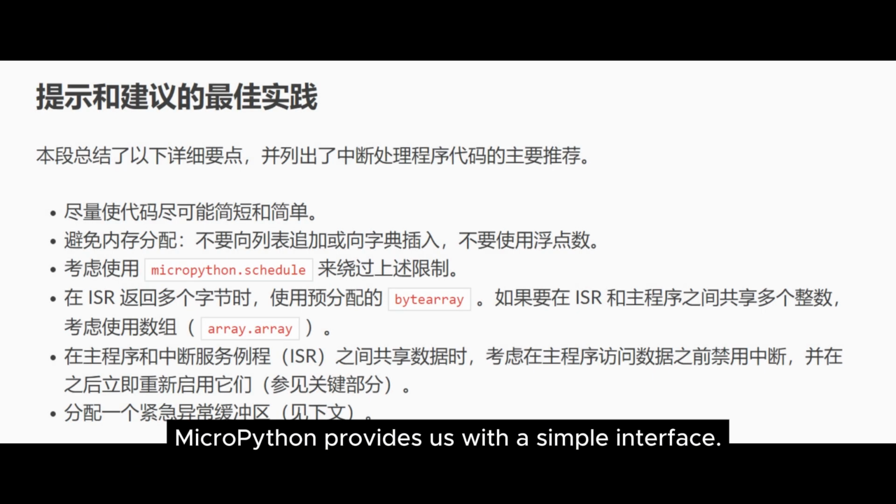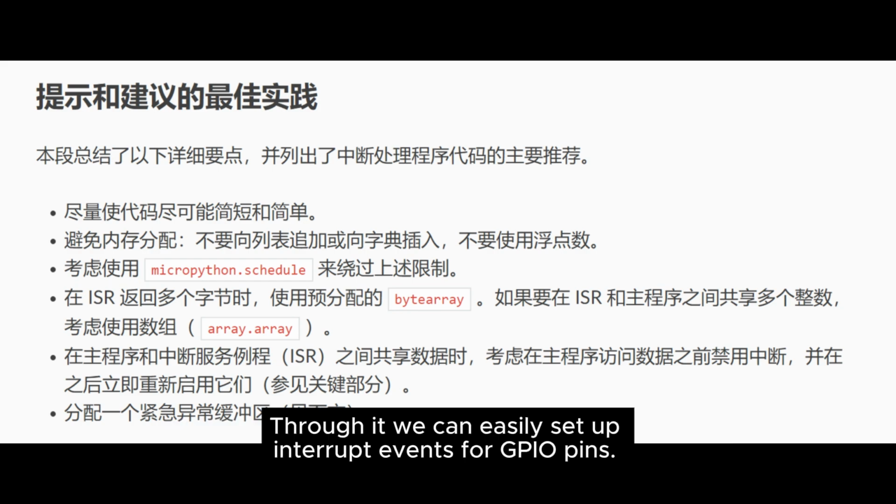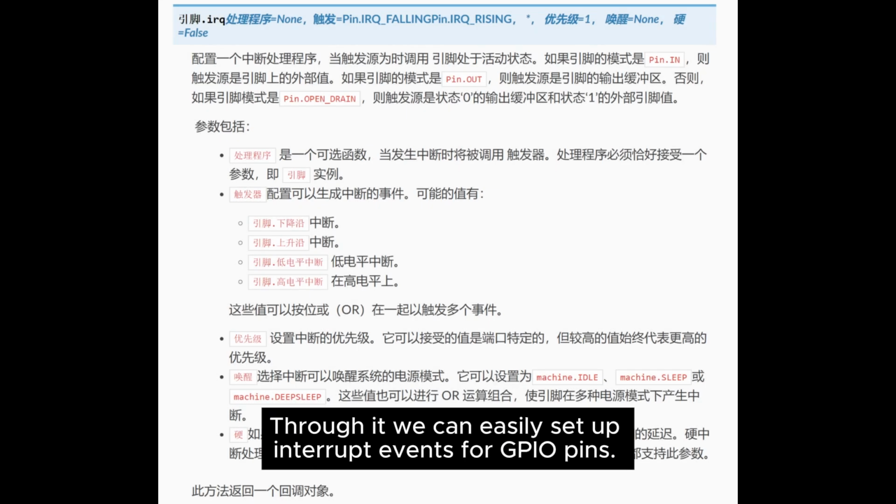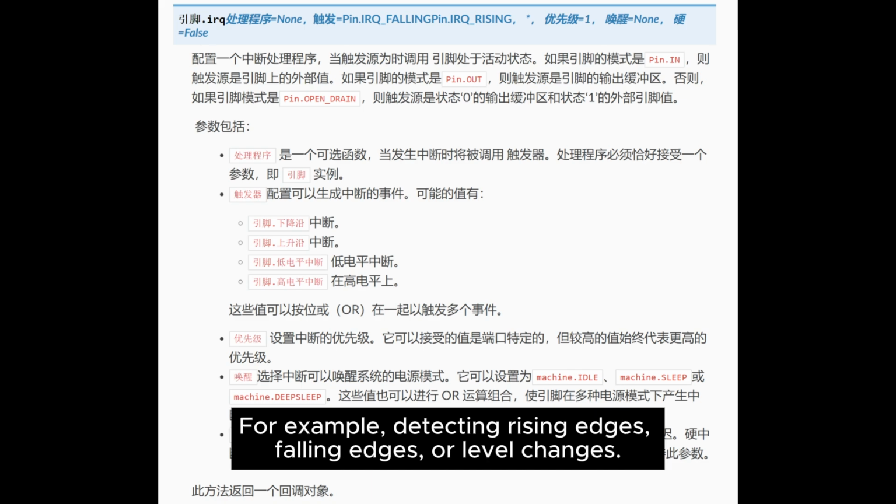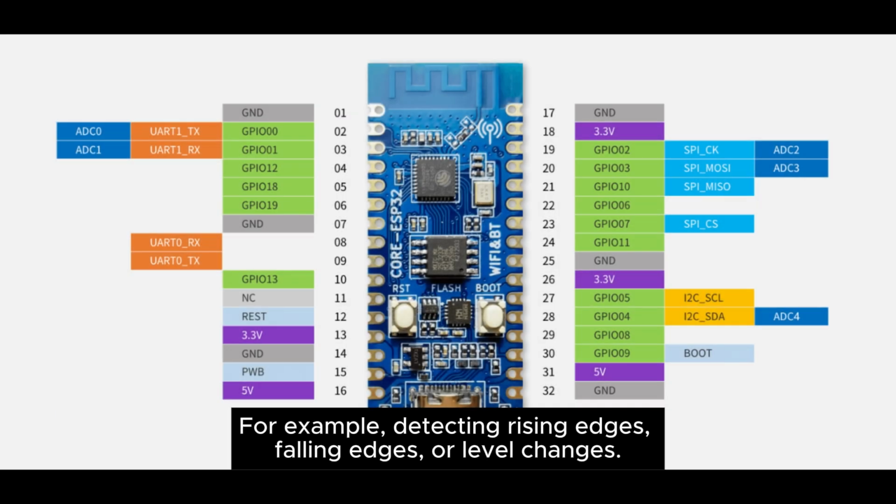MicroPython provides us with a simple interface. Through it, we can easily set up interrupt events for GPIO pins, for example, detecting rising edges, falling edges, or level changes.